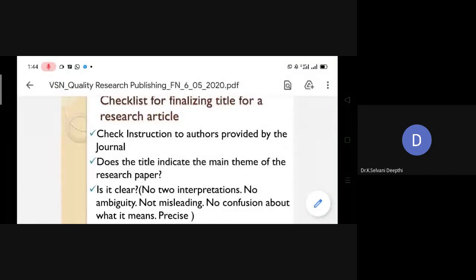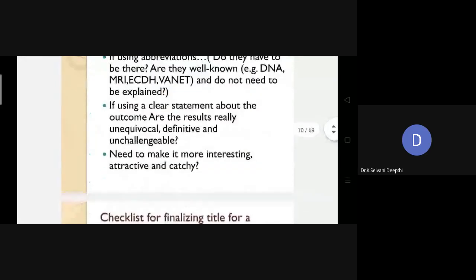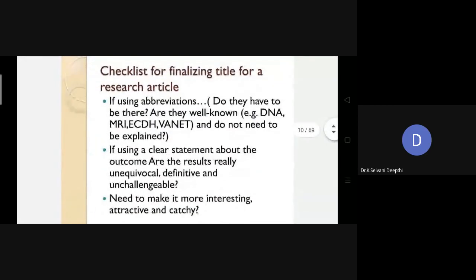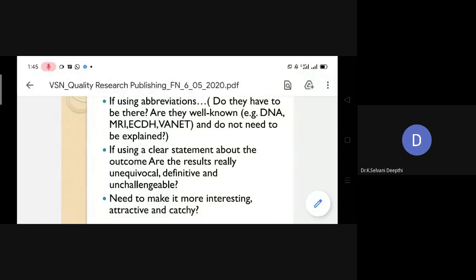Check the instructions to authors. The title should indicate the main theme. So the main thing regarding the title is we have to make it as short as possible, and it should reflect the entire content of the paper. That is the important thing. Another thing, in the title there is no need to write vehicular ad hoc networks. The entire description should not be given. You can only use VANET.